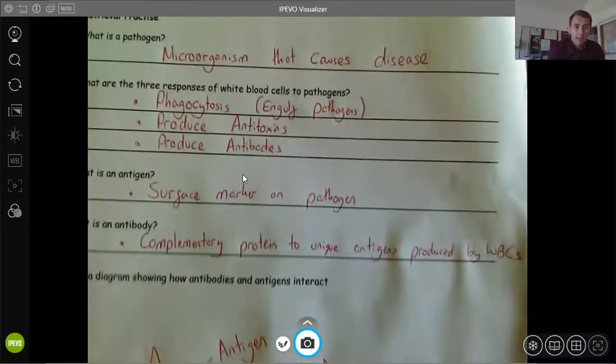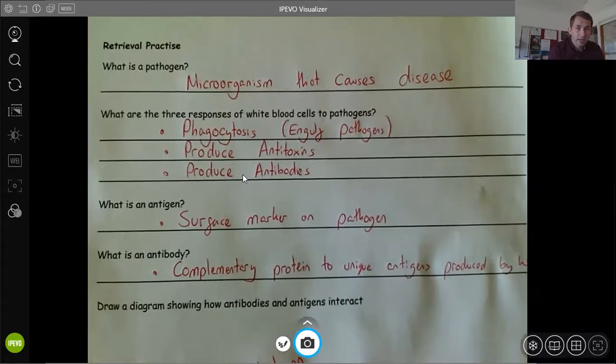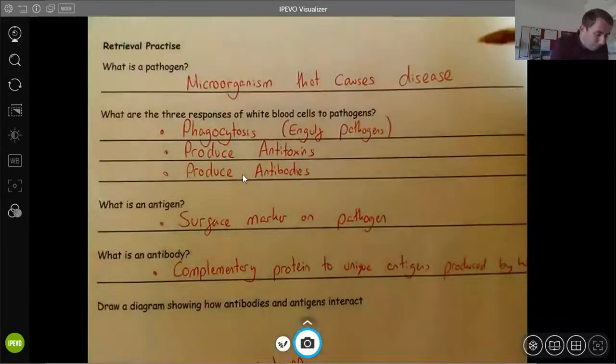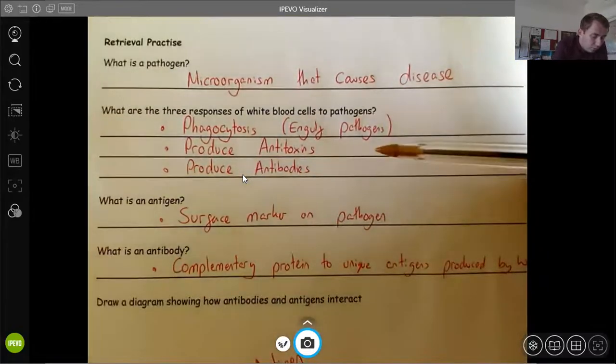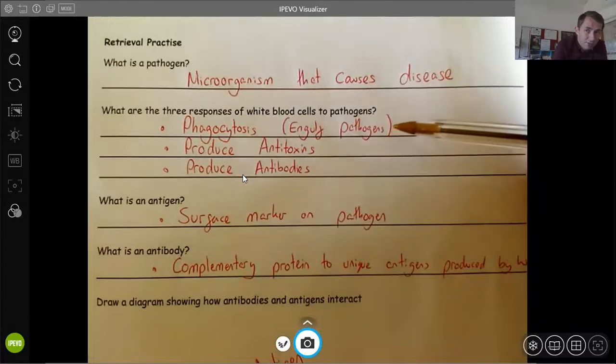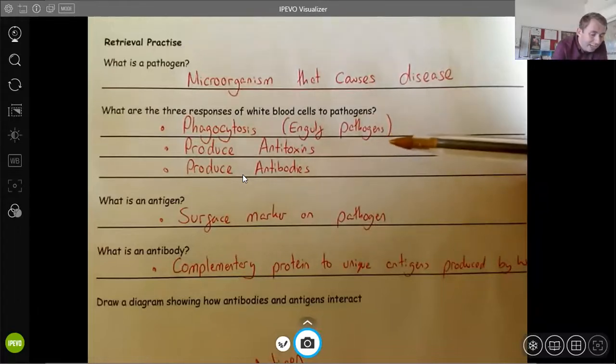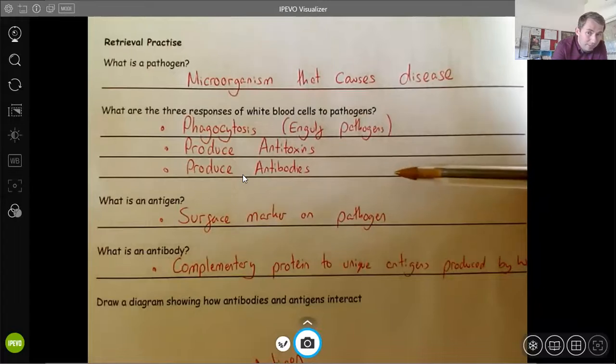So guys, here are your answers to these questions. Again, it's all about infection and response. So it's a little add-on to the topic earlier in this term. So first of all, a pathogen is a microorganism that causes disease. I'm sure you knew that. The 3 ways white blood cells respond to pathogens is they do phagocytosis, they engulf pathogens, they produce antitoxins and also antibodies. That's the important one here, today's lesson.